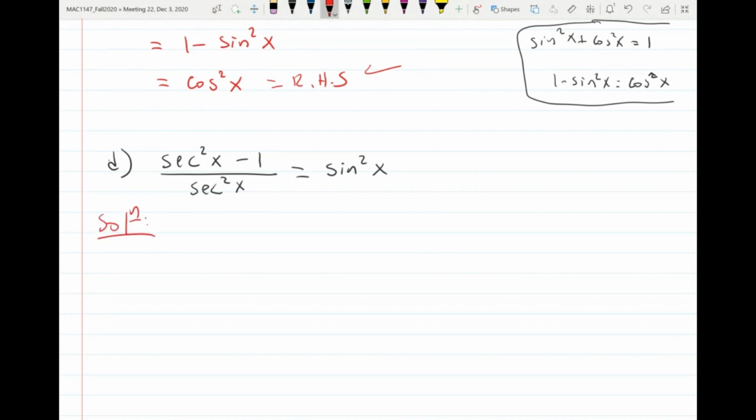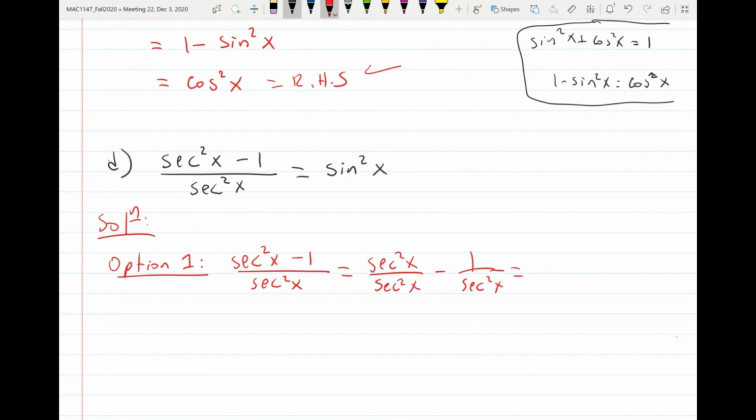Anyways, let's see. I'm gonna do one that I believe is the fastest one, okay? So, option 1. Again, the left-hand side is the most complicated, so I'm gonna begin with the left-hand side, right? And one thing that we could do here is the following. This one is actually pretty fast. We can split this as 2 fractions. So you can split this as secant squared over secant squared minus 1 over secant squared. So then the secant squares cancel out, of course. So we're going to get 1 minus.